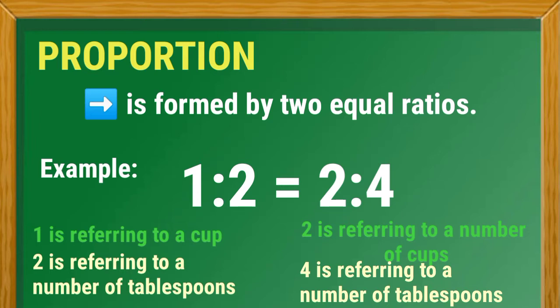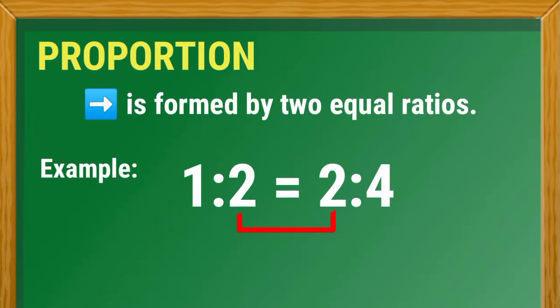Let us know the different parts of proportion. We have the means and the extremes. The middle terms are what we call the means, and the outer terms are what we call the extremes. What are the middle terms? We have 2 and 2. What are the outer terms? We have 1 and 4. In proportion, the product of the means is equal to the product of the extremes.